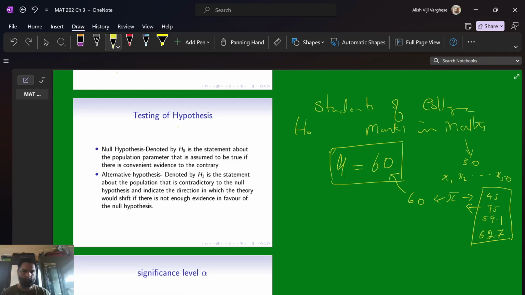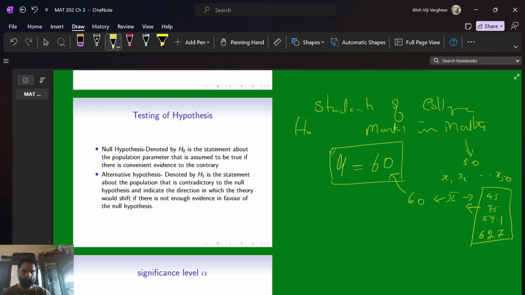So usually the null hypothesis is the statement about the population which we check for. And the alternative hypothesis is the statement about the population that is contradictory to the null hypothesis and indicates the direction in which the theory would shift if there is not enough evidence in favor of the null hypothesis.